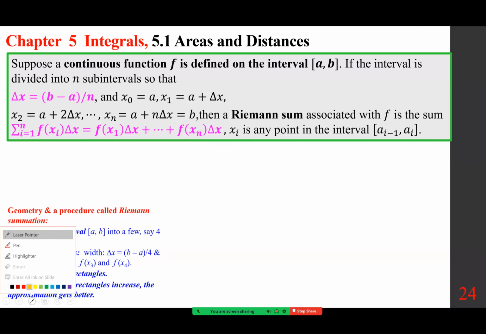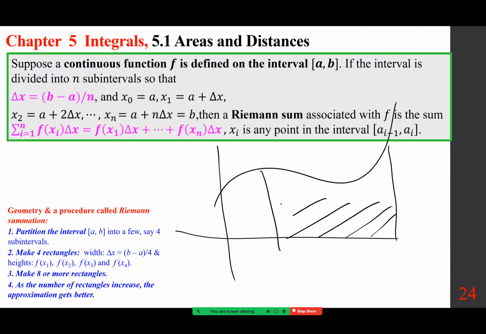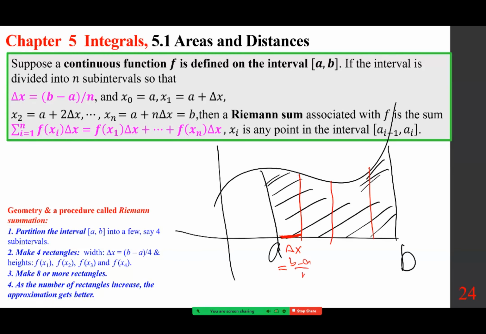The concept is as follows, everybody. If you happen to have a curve and you want to find the area under the curve from a to b, you cut it into so many pieces. For example, if I cut it into 4 pieces and keep this as delta x, we're going to keep it fixed as delta x, (b minus a) over n, because it makes it easier to calculate.